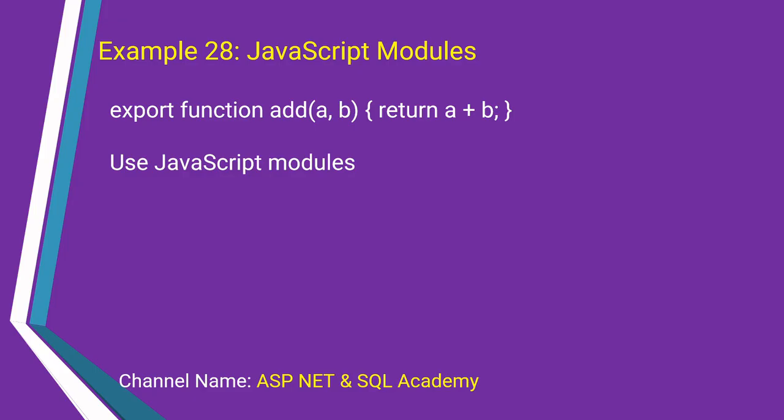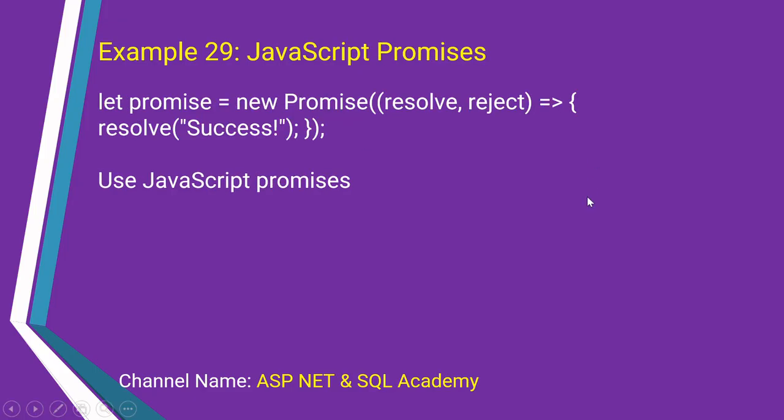Example 29. JavaScript promises. Promises allow us to handle asynchronous operations in a more manageable way. We can create a promise using the Promise constructor and resolve or reject it based on the outcome of the operation. For example, let us create a promise that resolves with a success message.